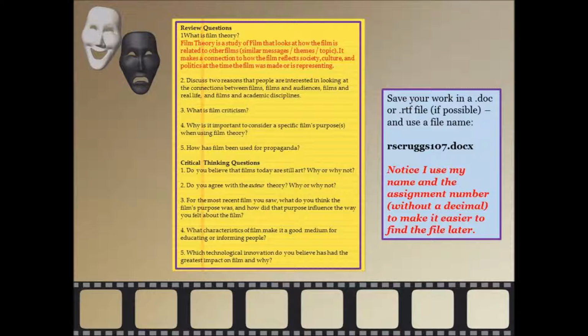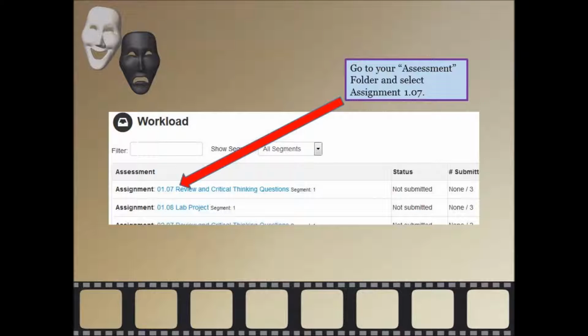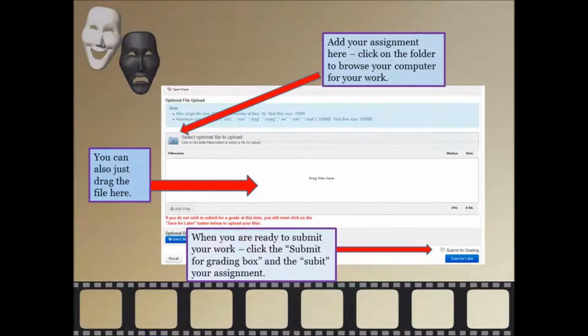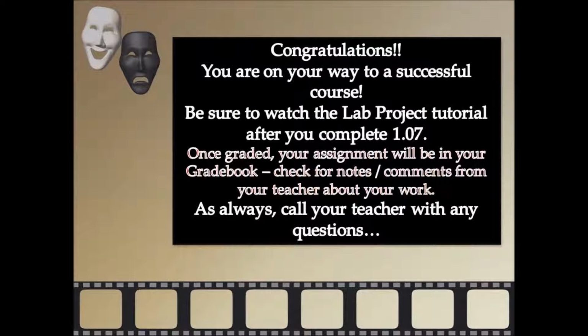So save the file once you're done as an RTF or a document file, and make sure that you can identify the file. You're going to go into your assessment folder and open up 1.07, or the review critical thinking questions, and you can copy and paste your work right into the student comment section, but it is preferred that you attach a document file or an RTF file, and you can do so by clicking on the browse file or just dropping that file in there, and then click the submit for grading and submit your work.